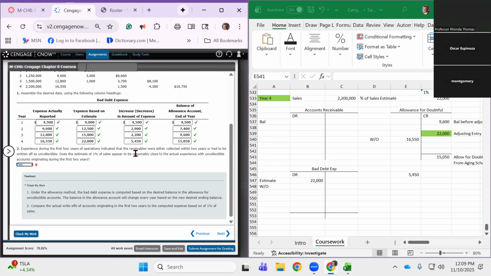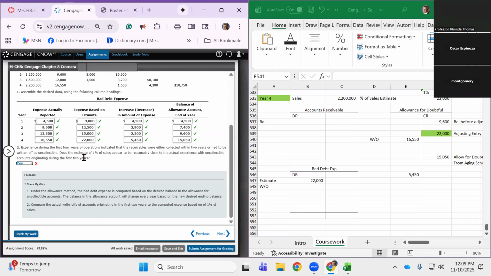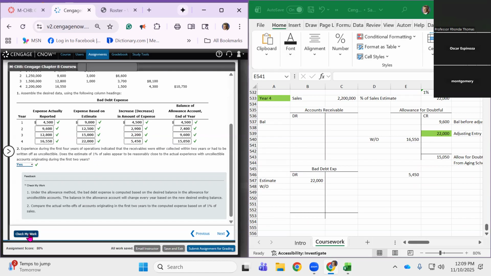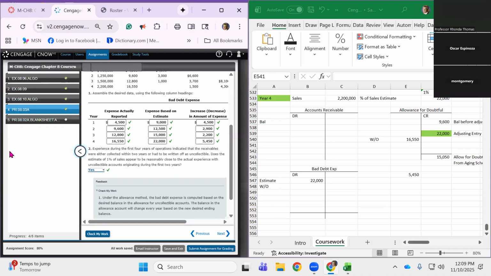Experience during the first 4 years of operations indicated that the receivables were either collected within 2 years or had to be written off. Does the estimate of 1% of sales appear to be reasonably close to the actual experience? I guess it depends on what your idea of reasonable is. I mean, we're looking at $2,200 to $5,450 as the difference. And so I guess the answer is yes. I disagree with that, but all right. Let's do the last one now.